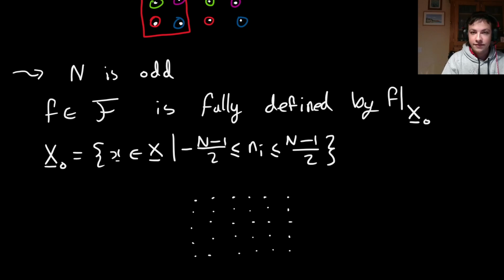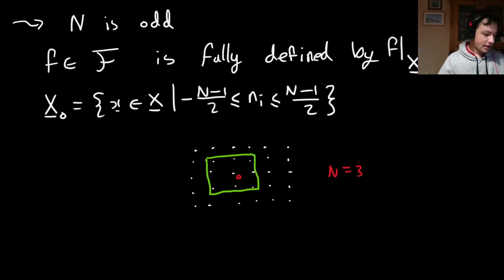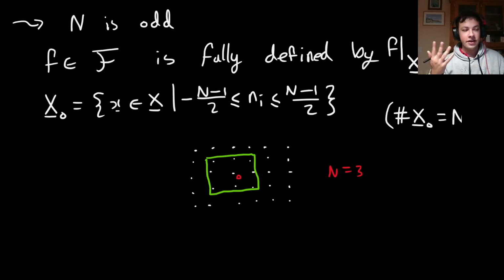Here we go. If this point here is 0 and n is 3, then we're going to go to minus 1 and plus 1 for both of our coordinates. So x naught is going to be these 9 points here. And we should probably note down that the number of points in x naught is n to the power of d, because we have d variables and they each can take n values.